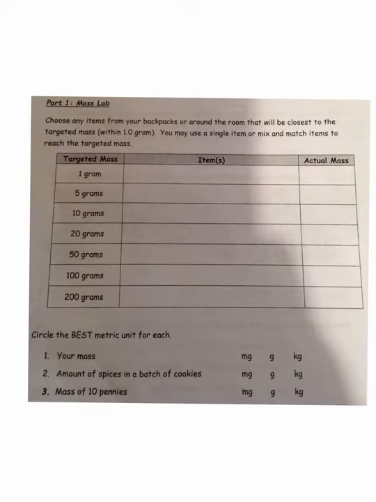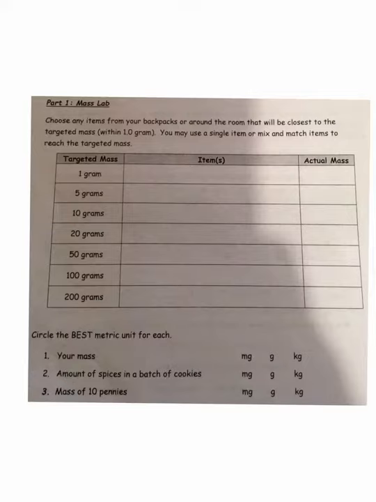All right, so the first thing you're going to measure is mass. And in this mass lab, you are trying to find the mass of different objects. Those can be objects from around the room or in your backpack. And you're going to shoot for certain sizes of mass: 1 gram, 5 grams, 10 grams, 20 grams, 50 grams, 100 grams, and 200 grams. Now, this can be one single item, or you can use multiple items to do this.